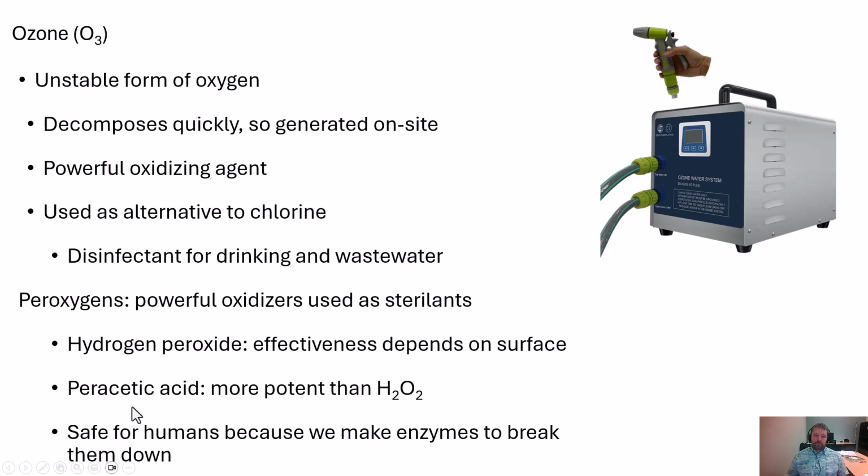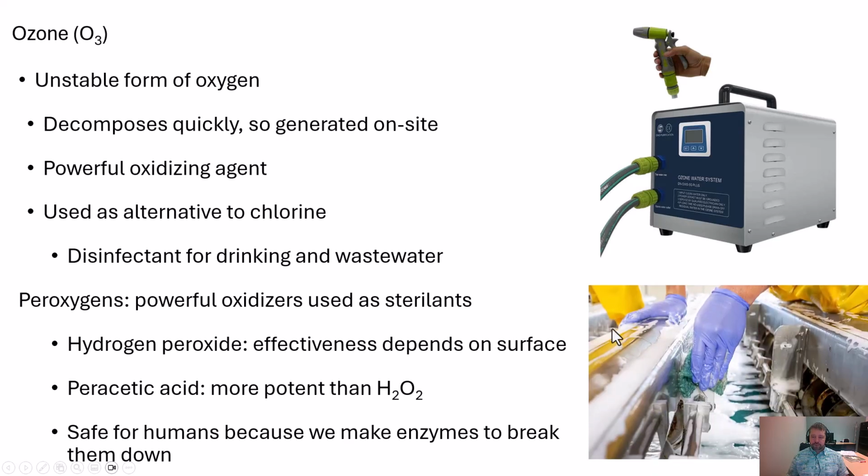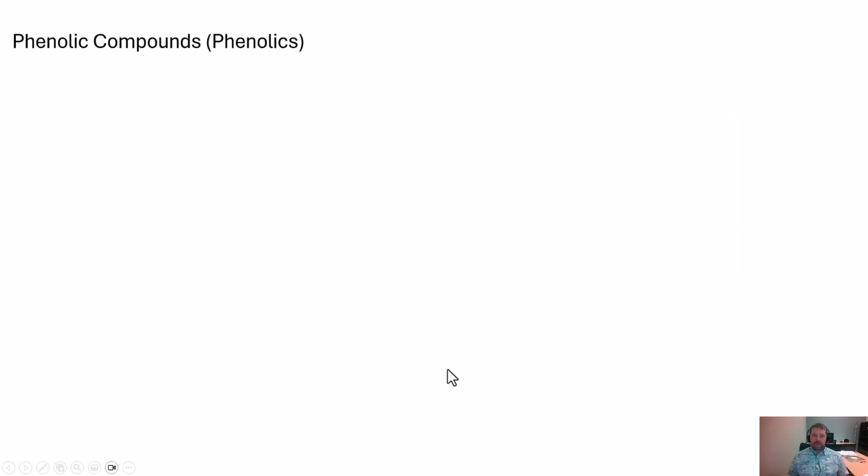So sometimes peracetic acid is used instead of hydrogen peroxide as something like a cleaning agent for those bacteria or microorganisms that can produce an enzyme that will break down hydrogen peroxide, like catalase. Okay.